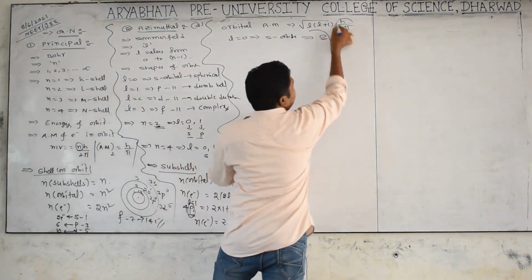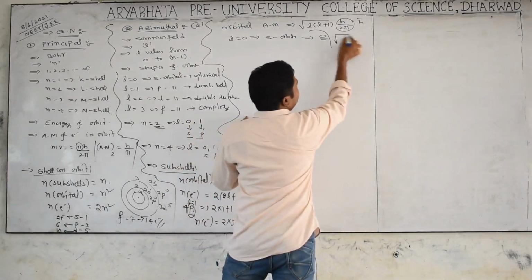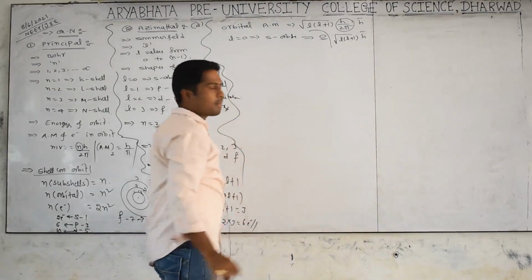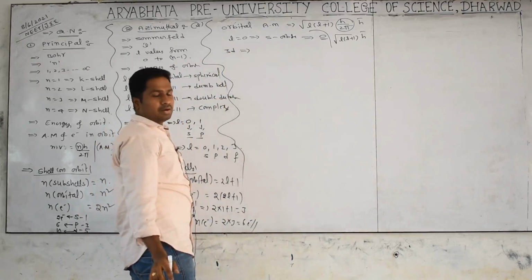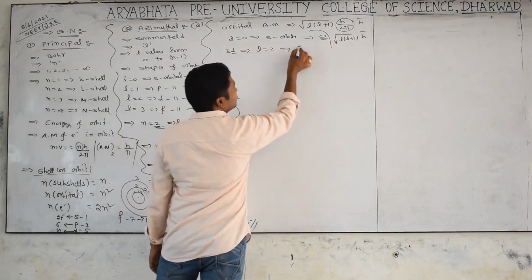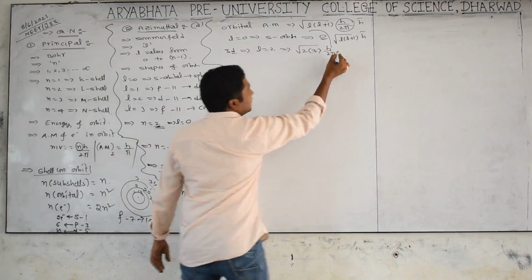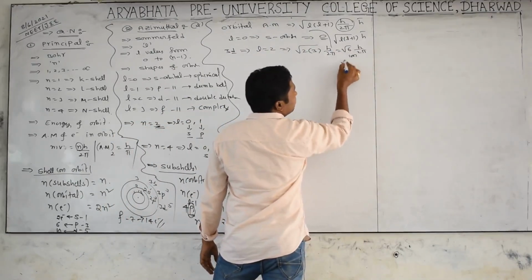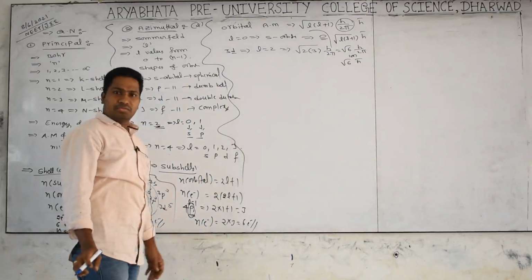Sometimes the same formula is represented with h bar. h bar means h by 2 pi, so square root of l into (l plus 1) into h bar is also possible, no problem. For example, you have a 3d orbital. What is the orbital angular momentum? What is the l value for a d orbital? 2. Yes, substitute here: square root of 2 into (2 plus 1), which is 3, into h by 2 pi. That is square root of 6 into h by 2 pi, or square root of 6 into h bar. We can take h bar also. All of you understood?